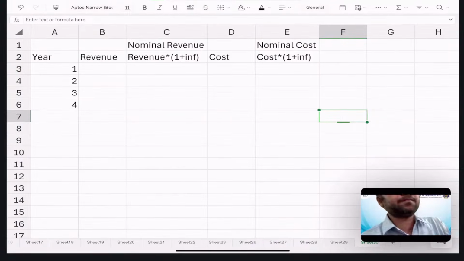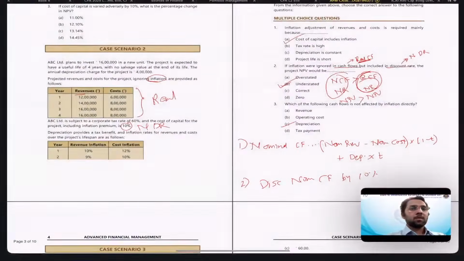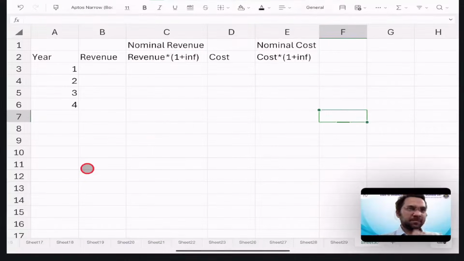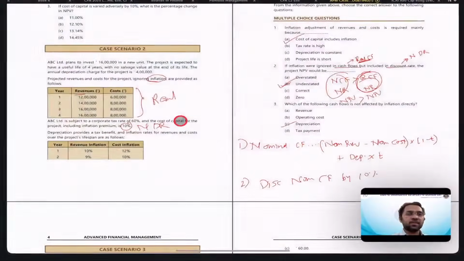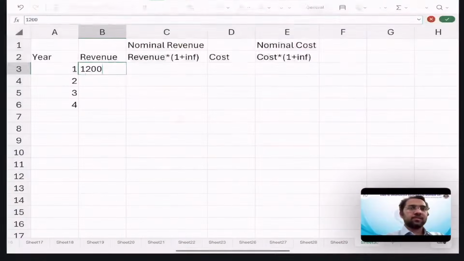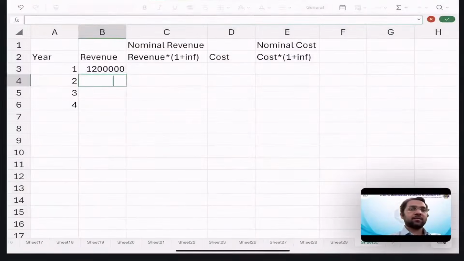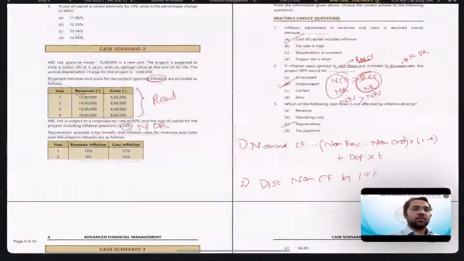Sir, when considering inflation for the second year, do we need to consider both the years, first and second year? Yes, you have to consider the cumulative impact of inflation for all the years. For the first year, it will be the first year into 1 plus inflation. For the second year, it will be first year inflation as well as second year inflation. So, for example, in case of revenue, it is 12 lakh, then 14 lakh, 16 lakh, and again 16 lakhs.